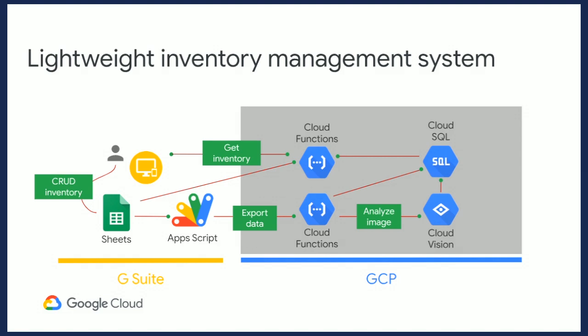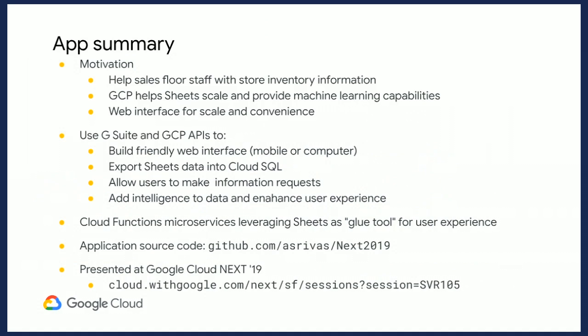Okay, so if you want to learn more about it, here are some more details. Again, the main motivation is to help the sales floor staff with store inventory and customer information. GCP helps Sheets scale and provides machine learning capabilities, and the web interface is really for scale and convenience for the users, the sales folks that are on the floor. And this application uses both G Suite and GCP APIs to build a web-friendly interface, and could be used not just on mobile, it could also be used on a computer as well.